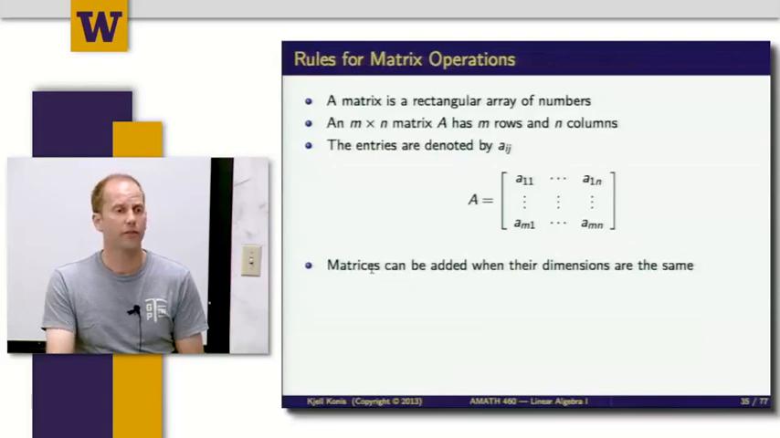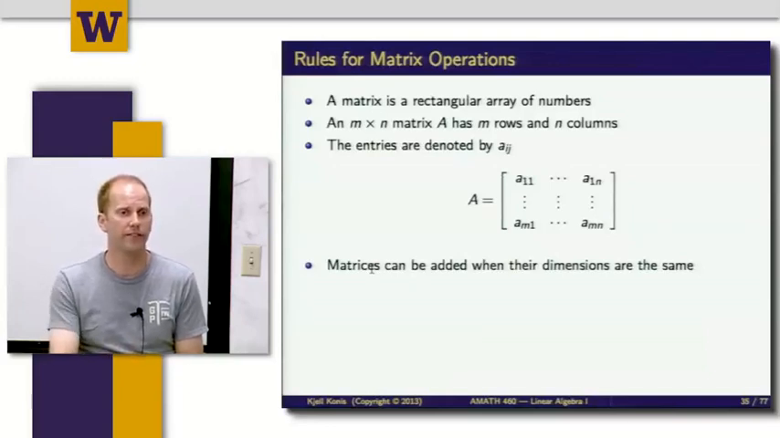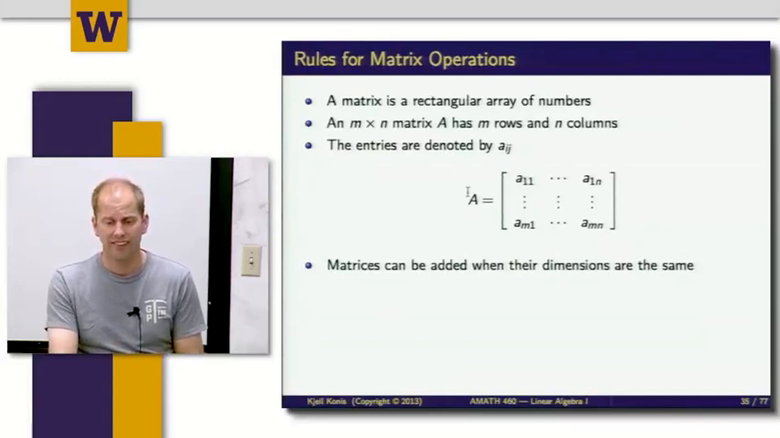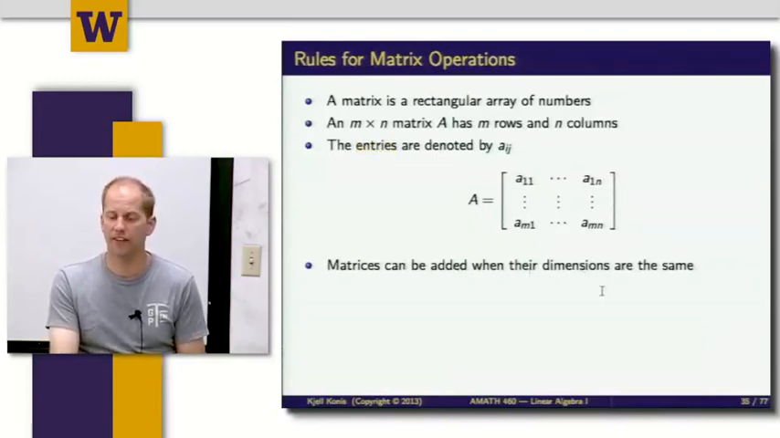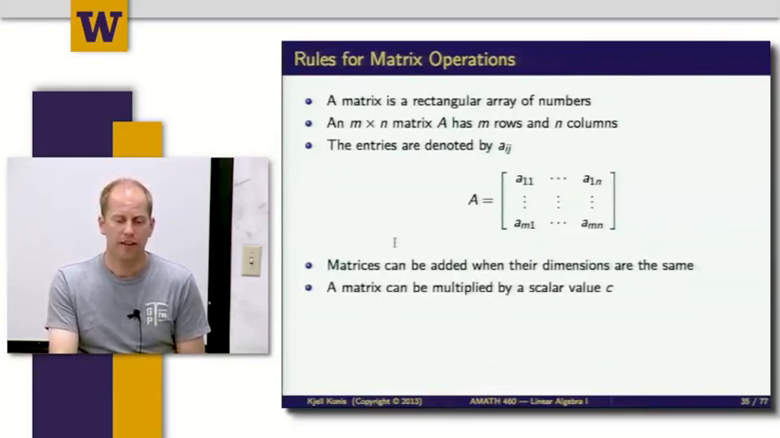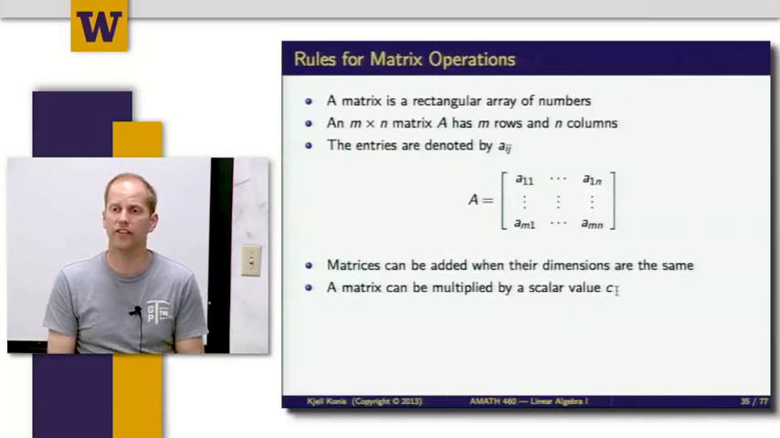And so for addition, we're going to do addition for matrices just like we did with vectors. For vectors I called the elements components, and for a matrix I'll call the elements entries. So if two matrices are the same dimension, so they have the same number of rows and the same number of columns, then I can add them, and I'm going to say that the sum is just the element-wise sum. And then I can also multiply a matrix by a scalar value c, and that's going to be the same as a vector. It's just going to be each entry in the matrix multiplied by that value c.